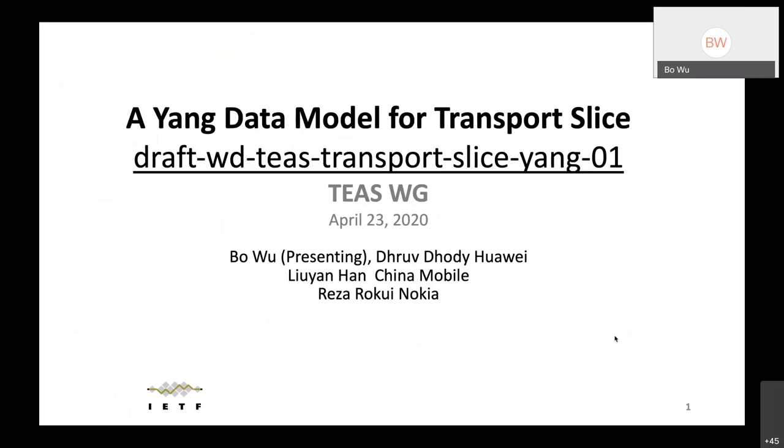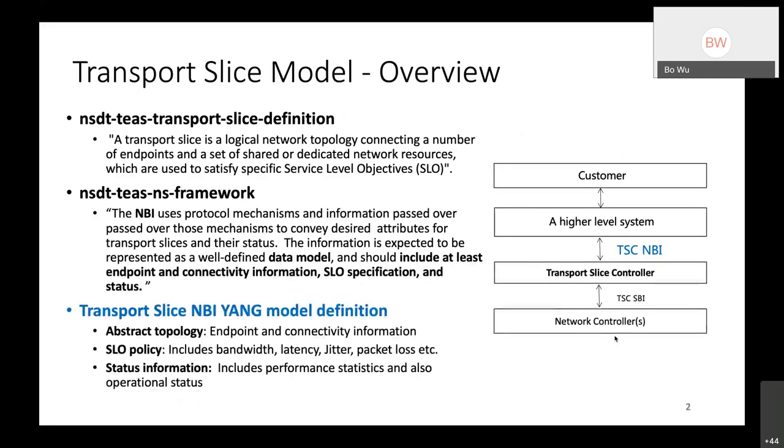Okay. Thanks. My name is Bo. I'm here to represent the Transport Slice model, on behalf of the other authors. This draft is about, next slide, please. We are trying to define the echo to the transport slice definition, the design team's output. They already gave some definition about transport slice, and the slice definition framework is quite stable. So we are thinking that maybe it's the right time to define the NBI, the transport slice northbound interface YANG model.